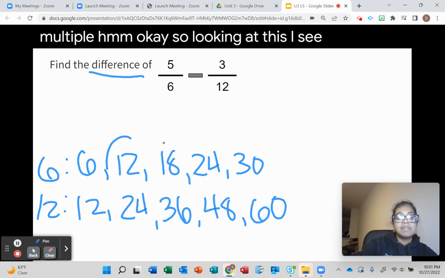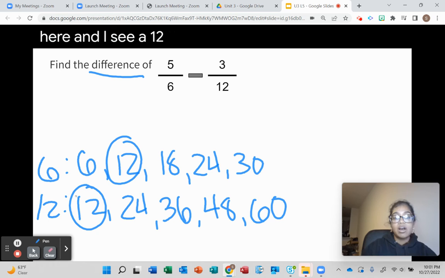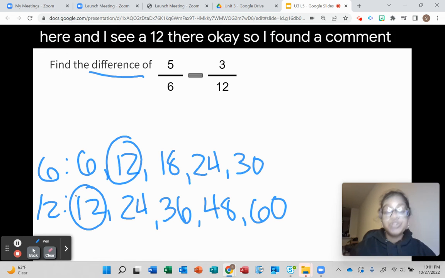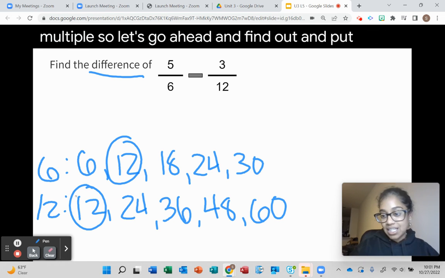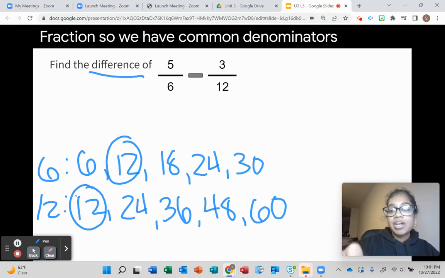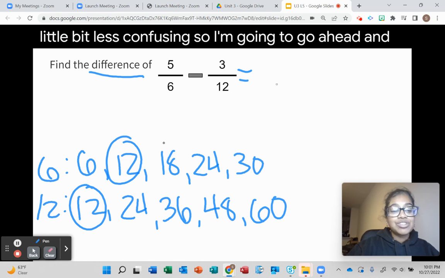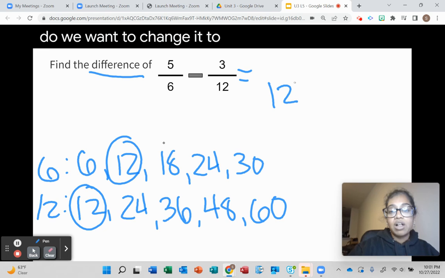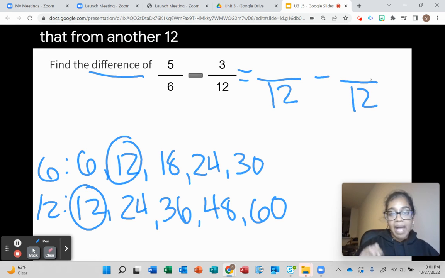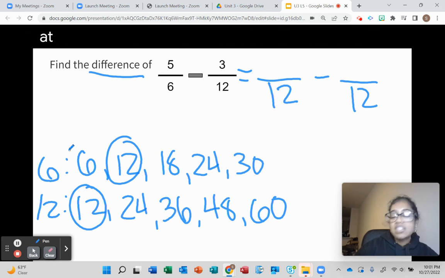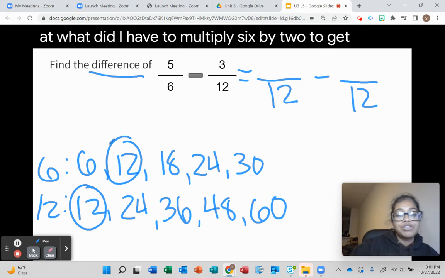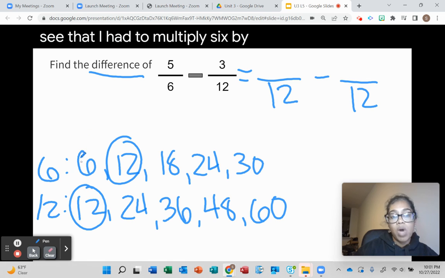Okay, so looking at this, I see my 12 here and I see a 12 there. So I found a common multiple. So let's change our fractions so we have common denominators. I'm going to write it here so it gets a little less confusing. We want to change it to 12 here, and we're going to subtract that from another 12. Let's look at what I had to multiply 6 by to get 12. I had to multiply 6 by 2.